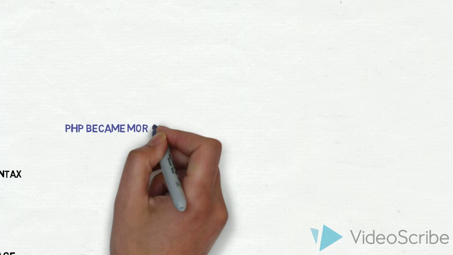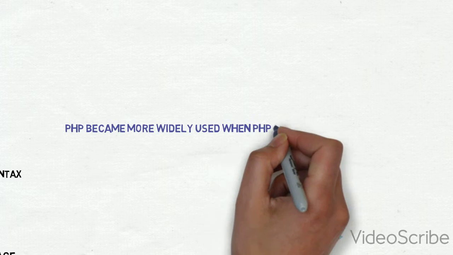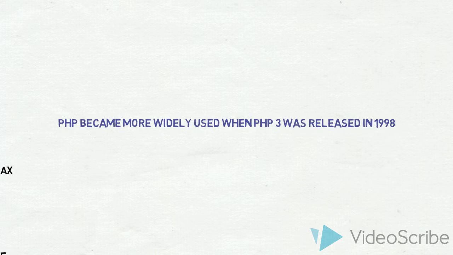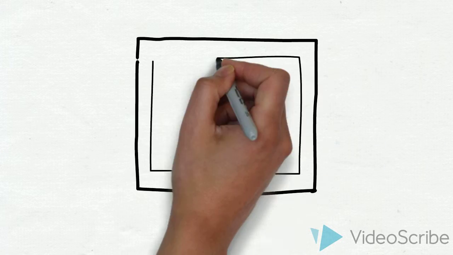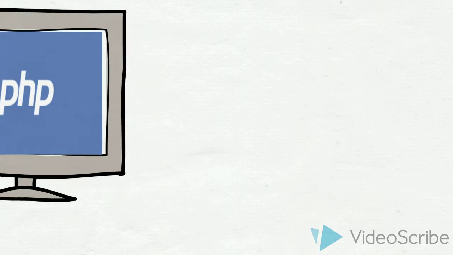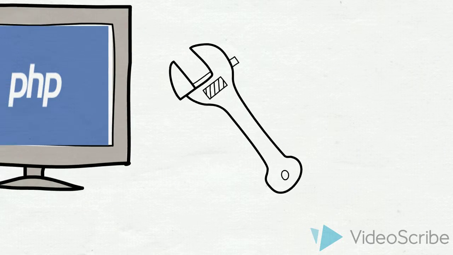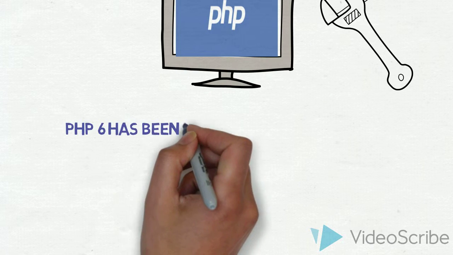PHP became more widely used when PHP 3 was released in 1998. PHP 4 overhauled the system again in 2000 and released a new engine called Zend Engine 1.0. PHP 5 was released in 2004 and it had an even faster engine and more features. PHP 6 has been in development since 2006.